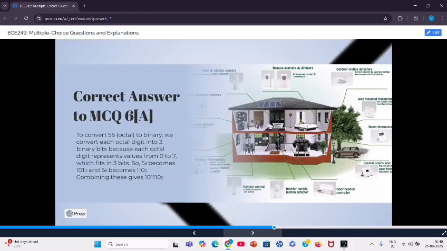To convert 56 octal to binary, we convert each digit into 3 binary bits, because each octal digit represents a value from 0 to 7, which fits in 3 bits. So 5 in octal becomes 101 and 6 in octal becomes 110. Combining these gives us 101110.